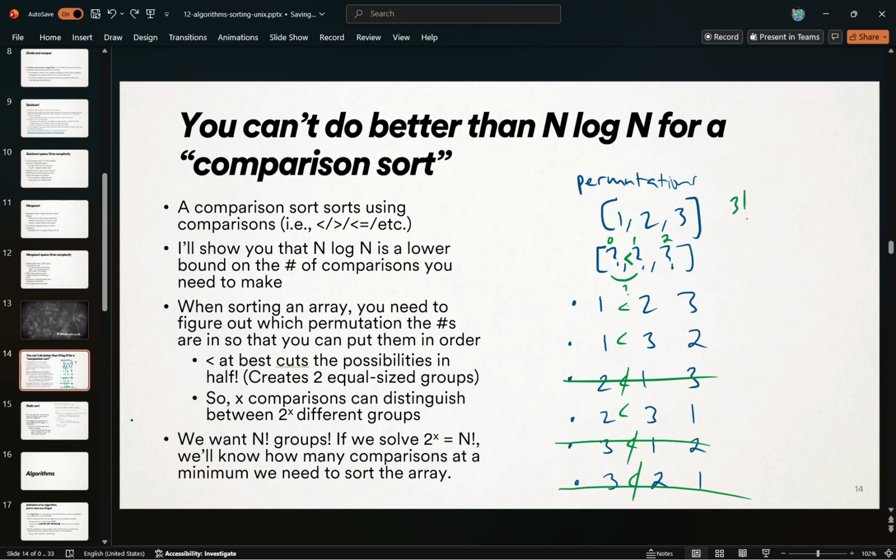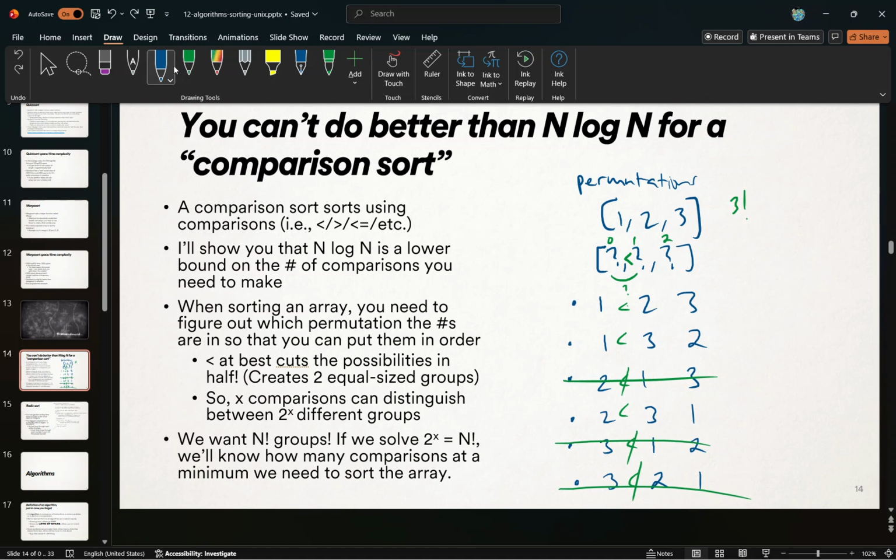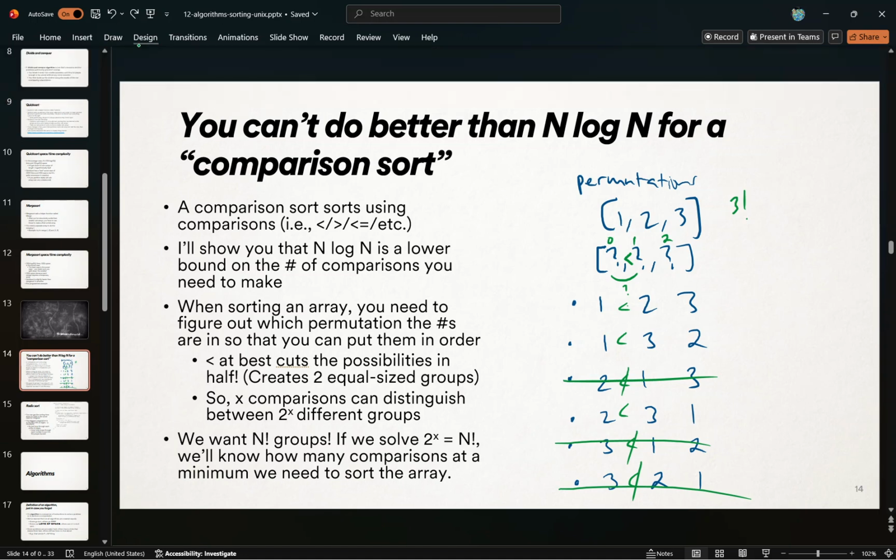That would tell us how many comparisons at a minimum, because sometimes it doesn't perfectly cut it in half. That would tell you at a minimum how many comparisons you needed to sort the array, to figure out which permutation you're in, assuming that's what gives you sortedness. So you'll know what the right order is at that point. You need that total knowledge of who comes before what. So we want to solve this equation, 2 to the X equals n factorial, where X is the number of comparisons we need to make, because we can distinguish between 2 to the X different groups every time we make X comparisons.